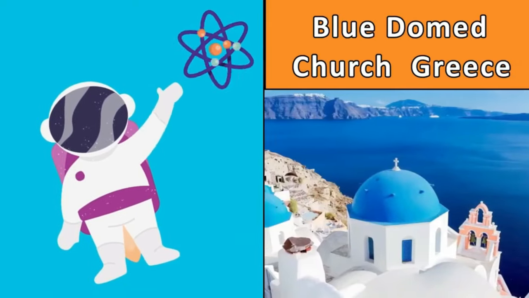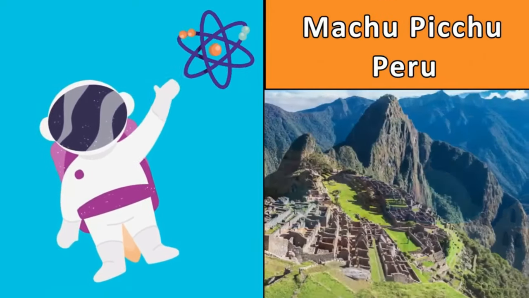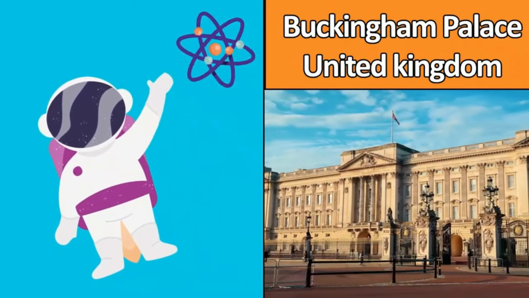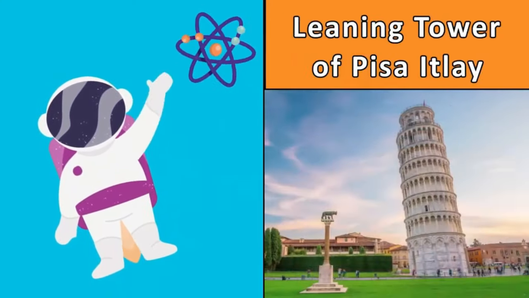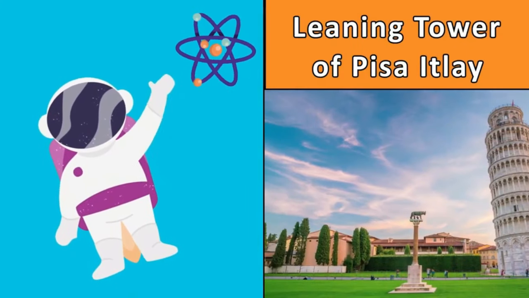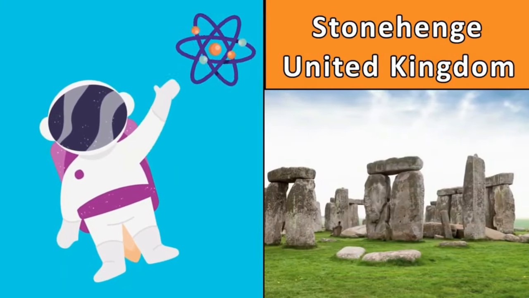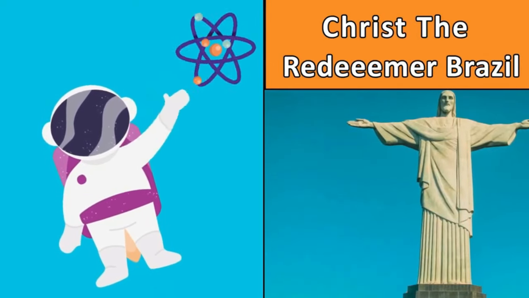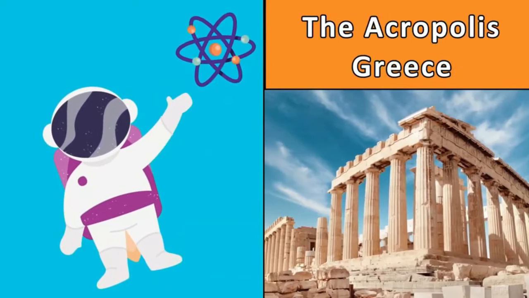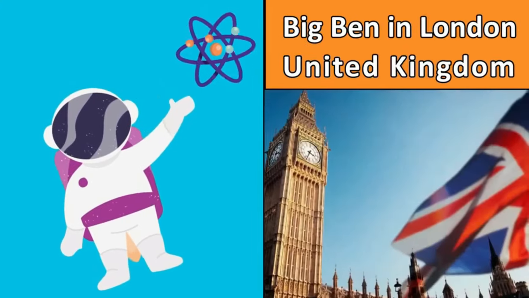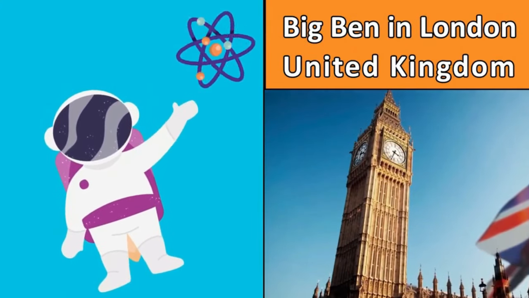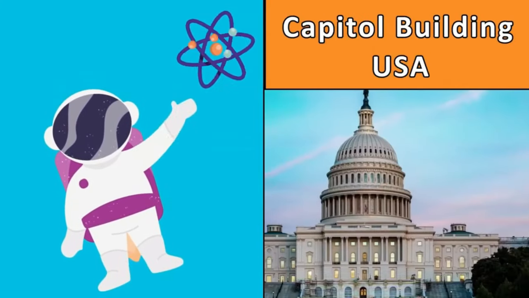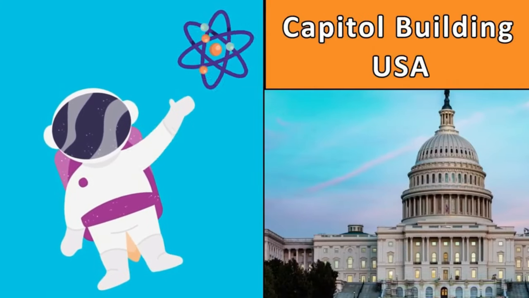Blue Domed Church, Greece. Machu Picchu, Peru. A Kingdom Palace, United Kingdom. Leaning Tower of Pisa, Italy. Stonehenge, United Kingdom. Christ the Redeemer, Brazil. The Acropolis, Greece. Big Ben in London, United Kingdom. The Colosseum, Italy. Capitol building of USA.